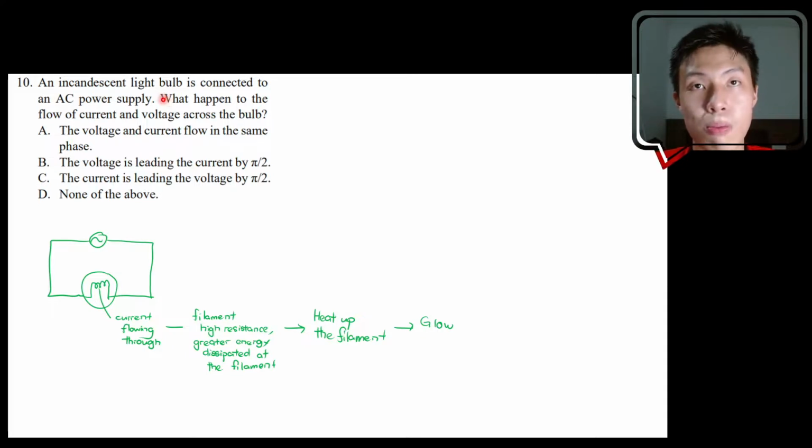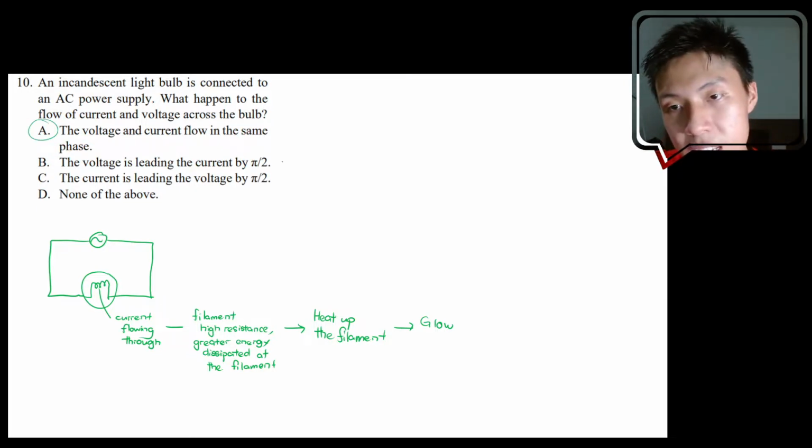So you can think of it as a pure R circuit, a resistor, because an incandescent light bulb works by having high resistance. So you can think of it as a resistor connected to an AC power supply. What happened to the flow of current and voltage? You'll know that if it's a resistor connected to an AC power supply, it's a pure R circuit. In a pure R circuit, the voltage and the current will be in phase. That's why the answer will be A.